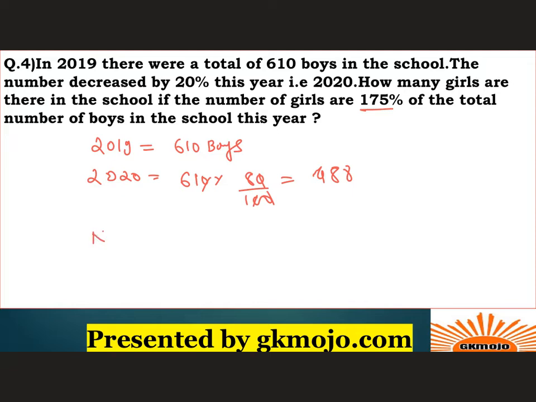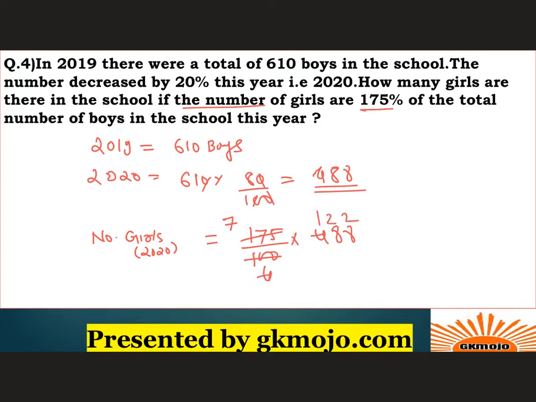So the number of girls in 2020, according to this statement, is 175%, that is 175 by 100, of the total number of boys in 2020, which is 488. So again this can be solved very easily. 25 fours are 100, so 488 divided by 4 is 122, and 122 into 7 is equal to 854. So the number of girls in the year 2020 is 854.